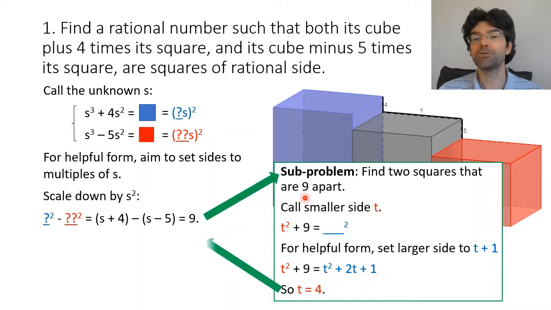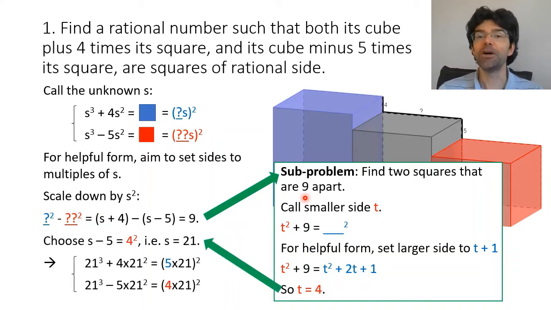Well, now we can go back to our original problem, and we know that the good thing to do is to set s cubed minus 5s squared to 16s squared, from which we can just read off the solution s equals 21.